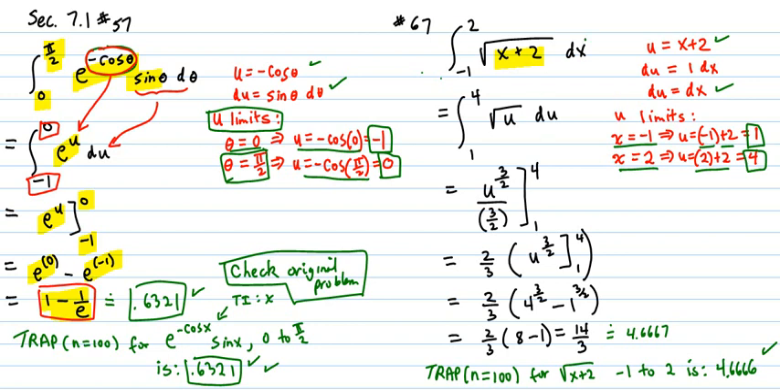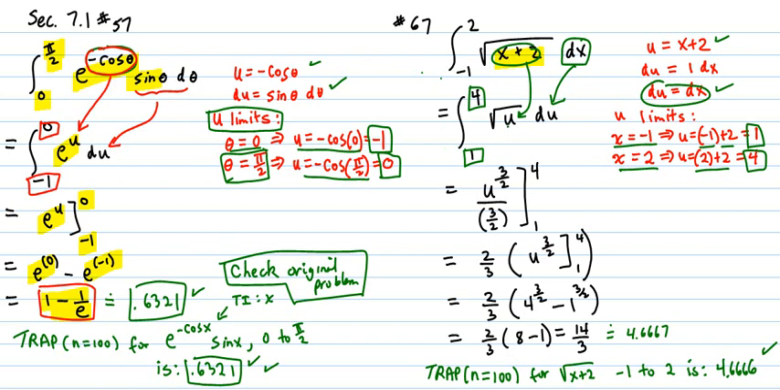The dx becomes the du from here. And the x plus 2 was the u inside there, and you have the square root. So the limits are now going from 1 to 4. So this is a brand new problem that will have exactly the same answer as the original.